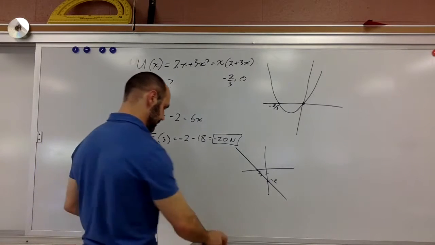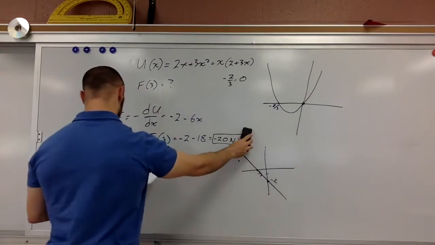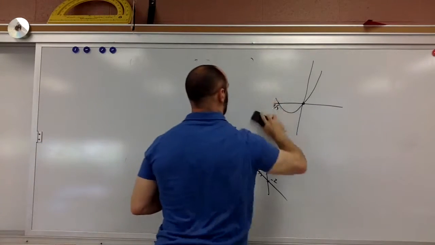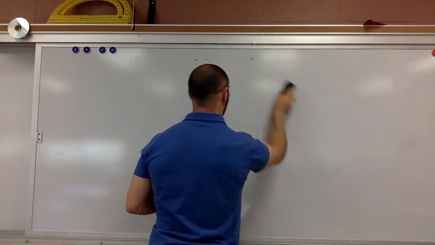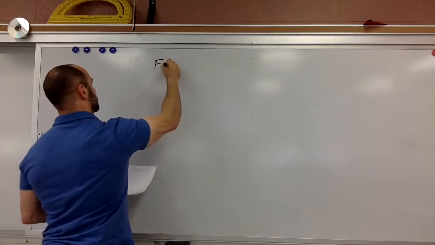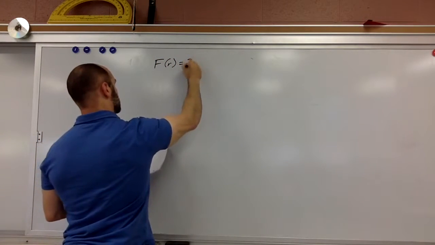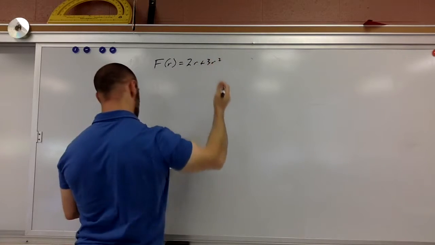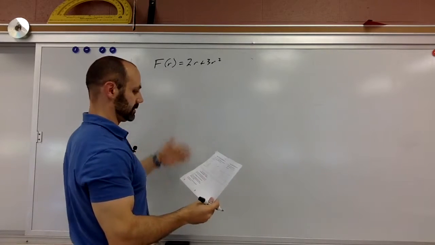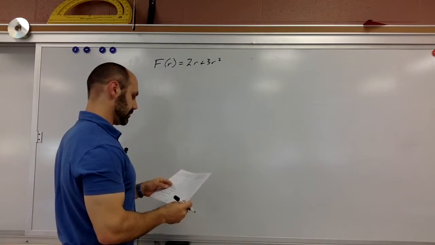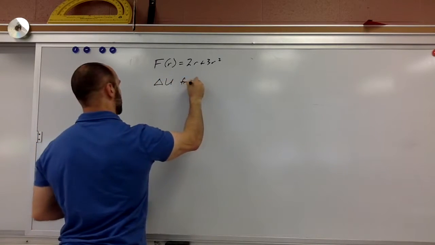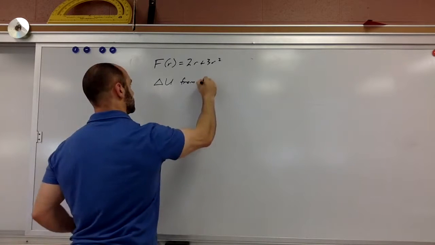Okay. So next one, using calculation relationships, part B. Now we're given the function as force. So F(r) is 2r plus 3r squared. It's the same as before, except now it's force and not potential energy. And so now we want to know what is the change in potential energy, delta U, from 1 to 3 meters.